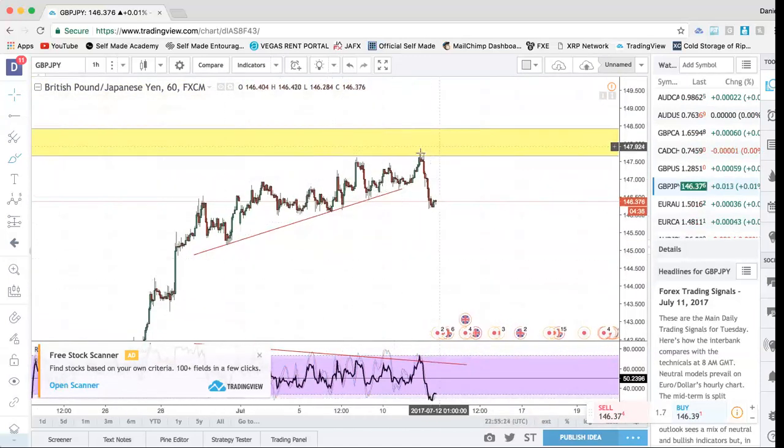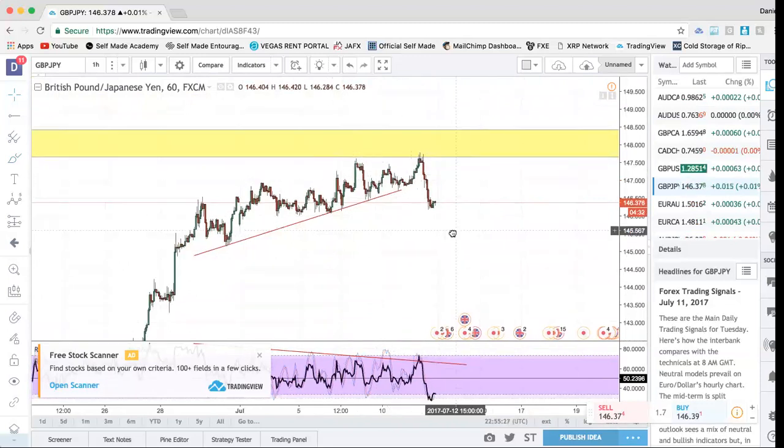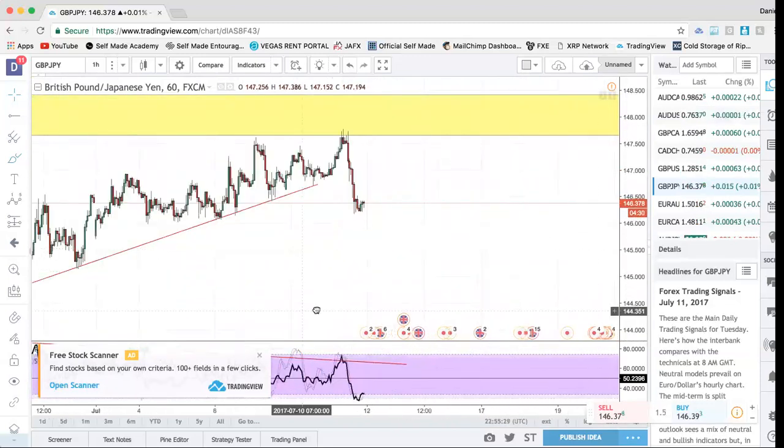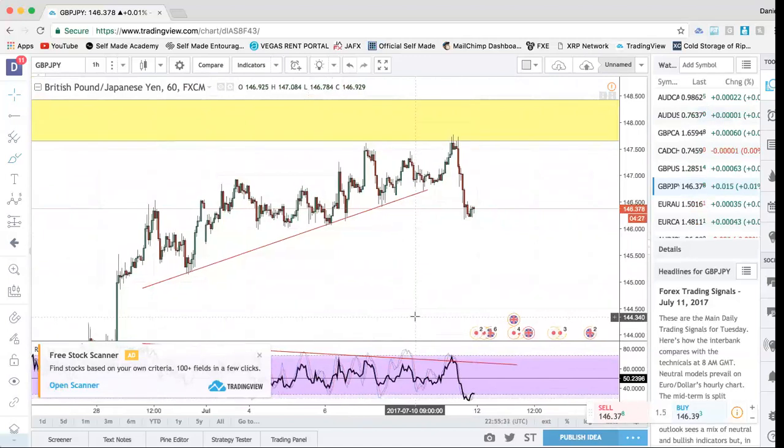So having the wicks added as well, that's just a little tip that I personally use as part of my strategy, is going for the wicks.